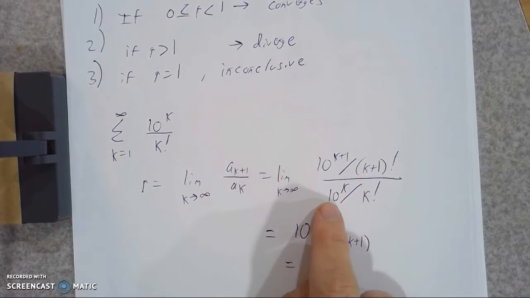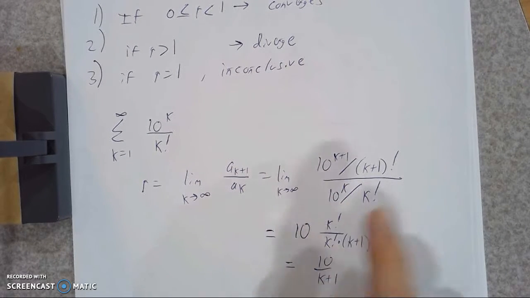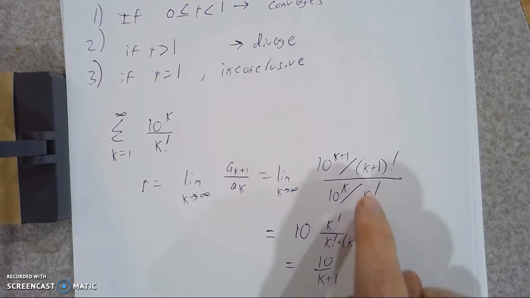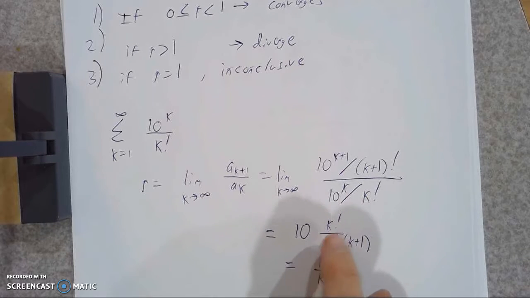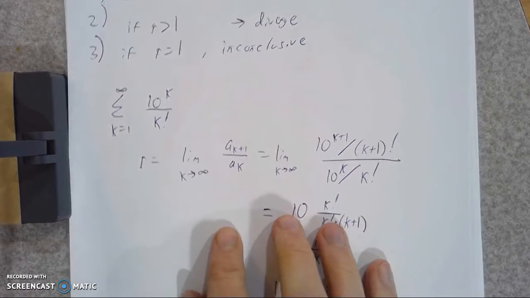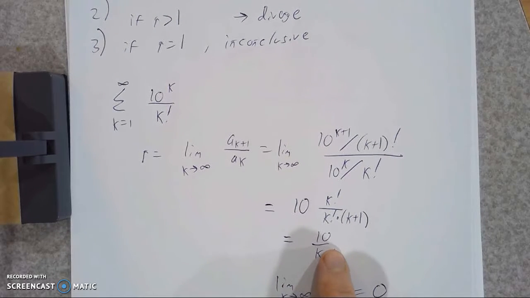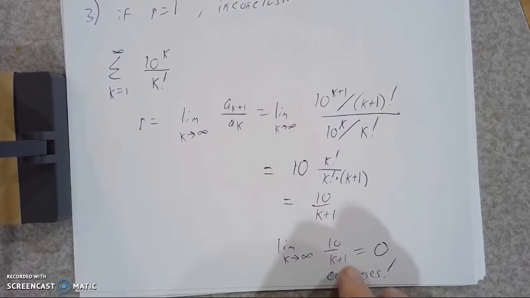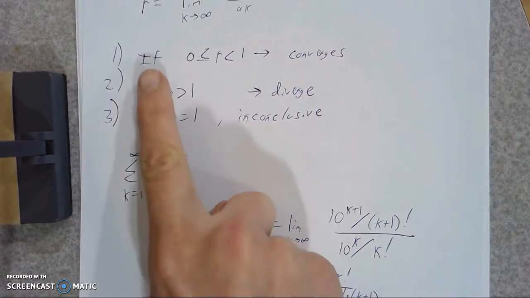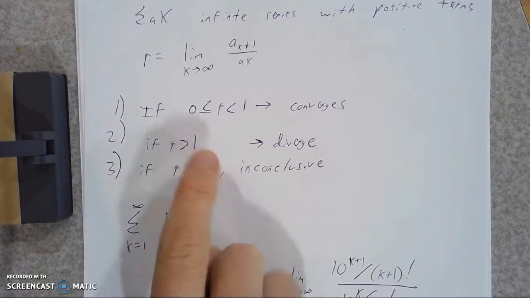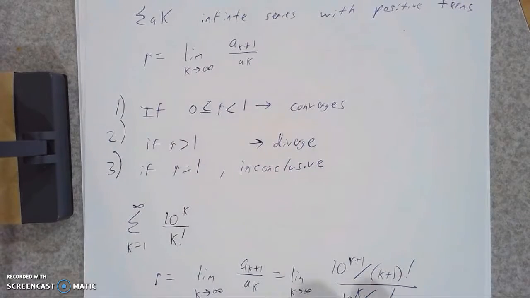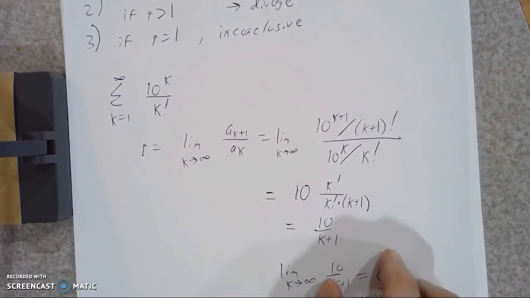Well, 10 to the k plus 1 over 10 to the k is 10, and if you flip these around, you end up with k factorial over (k plus 1) factorial. But (k plus 1) factorial can be written as k factorial times (k plus 1). So this is 10 over k plus 1. If you take that limit as k goes to infinity, that goes to 0. So that means this converges, because if r is greater than or equal to 0 and less than 1, then our series converges. So we have just proved convergence here.